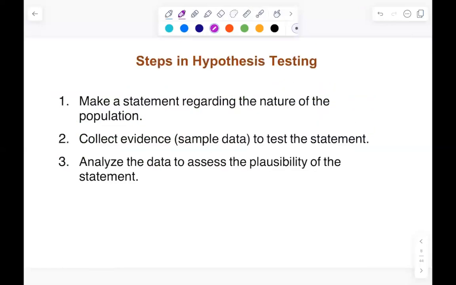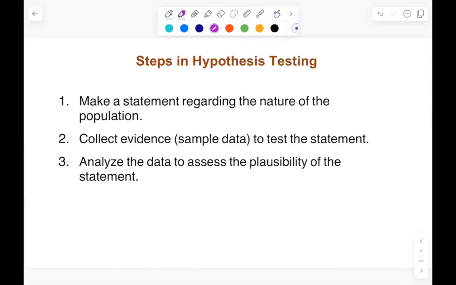So here are our steps. The first thing you're going to do is make a statement regarding the nature of the population. That statement would be those 3 things that we had before, or you can state that there was a previous study that said 48% of all households own a dog. And then you're going to say, I believe that that number has increased since that original study. I'm hypothesizing that more than 48% of households now own dogs.